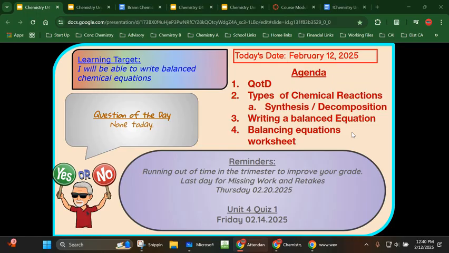Okay? Today we're going to talk about 2 types of chemical reactions, synthesis and decomposition. We are going to actually write an entire balanced equation. From the words, we're going to make the formulas, then we're going to balance it. And then I'll give you some more time to work on the worksheet to do some problems like we're going to show you how to do today. So that is the plan. Questions?